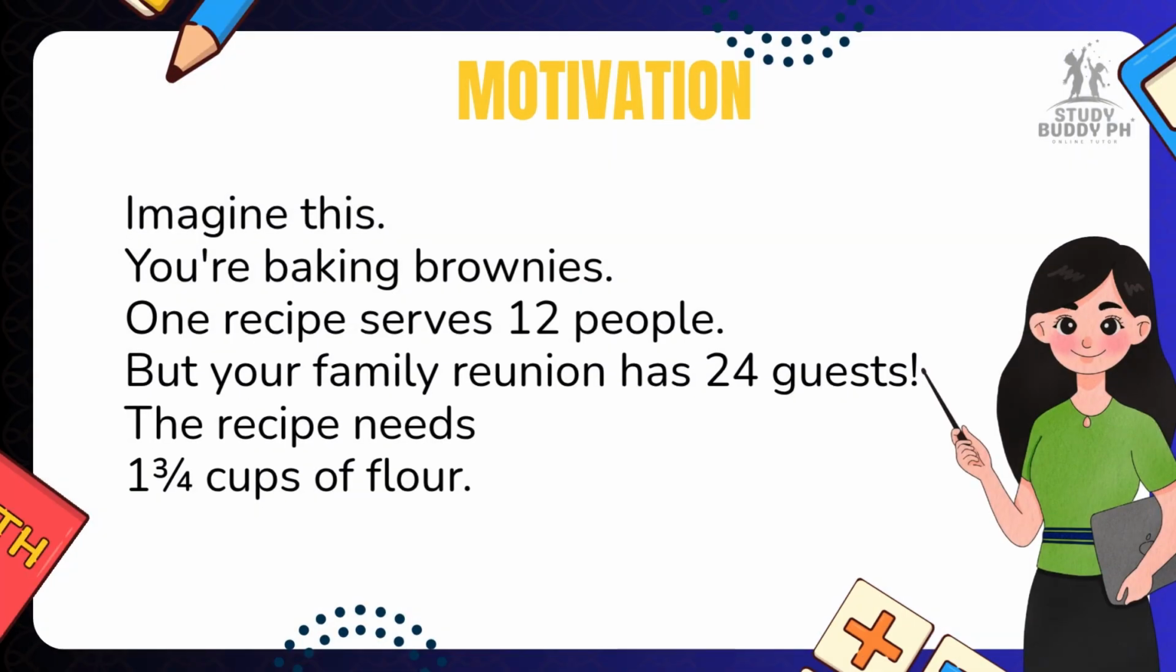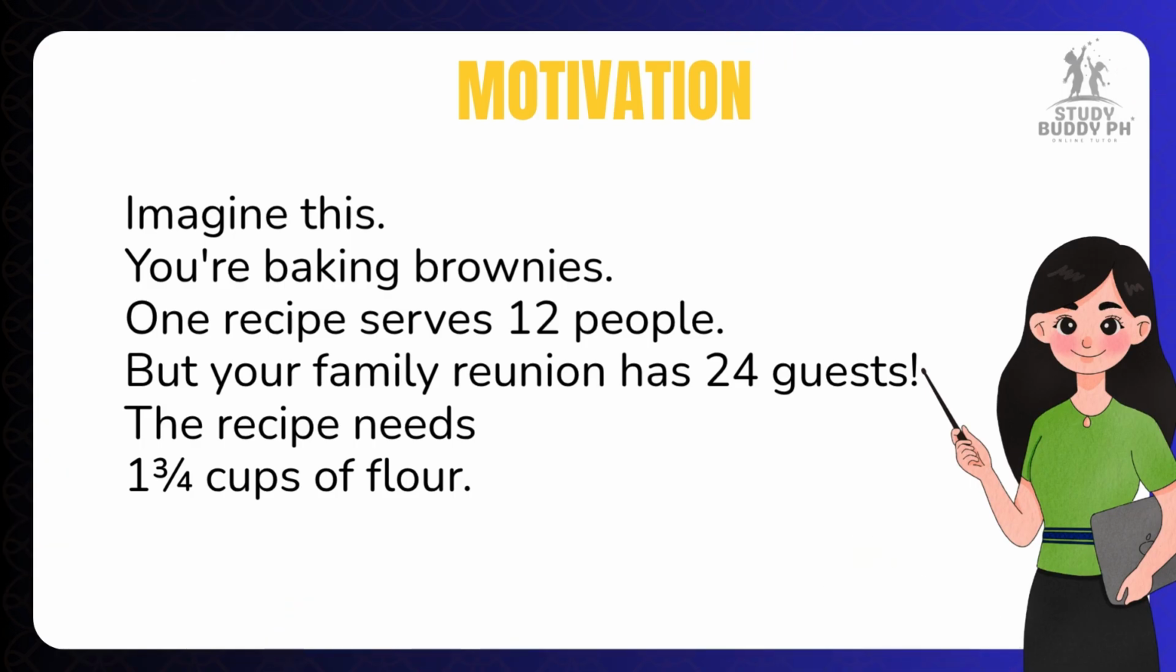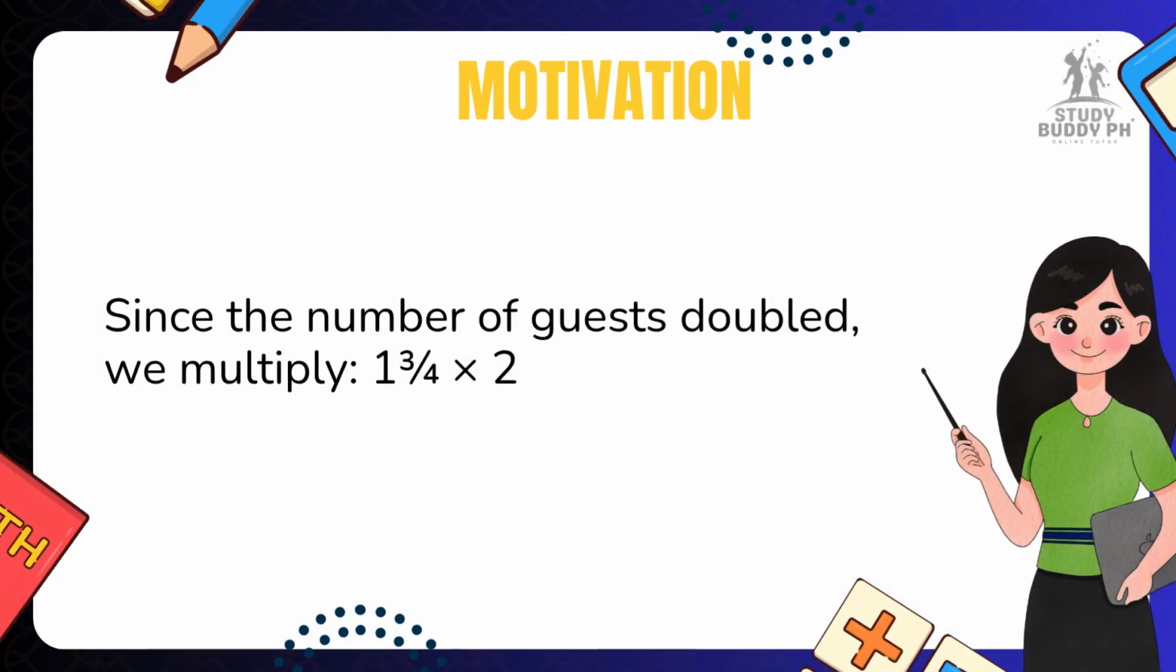Imagine this. You're baking brownies. One recipe serves 12 people. But your family reunion has 24 guests. The recipe needs 1 3/4 cups of flour. Since the number of guests doubled, we multiply 1 3/4 times 2.